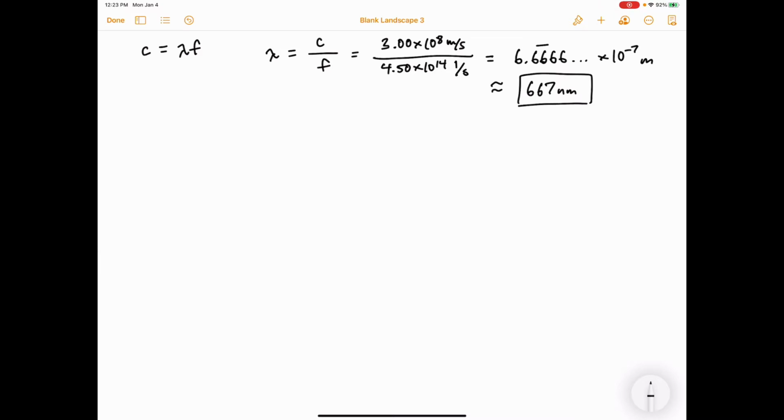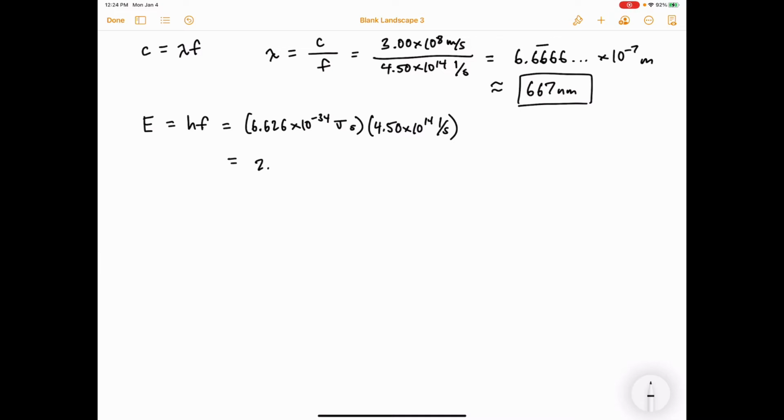The next thing we can take a look at is the energy. So how much energy does this photon have? Well, that's just h times f. h is Planck's constant. That's 6.626 times 10 to the minus 34. The units are joules times seconds here. We're going to take that and multiply by the frequency, which is 4.50 times 10 to the 14. Inverse seconds are the units, so notice how the seconds cancel once again, and we're just left with joules.